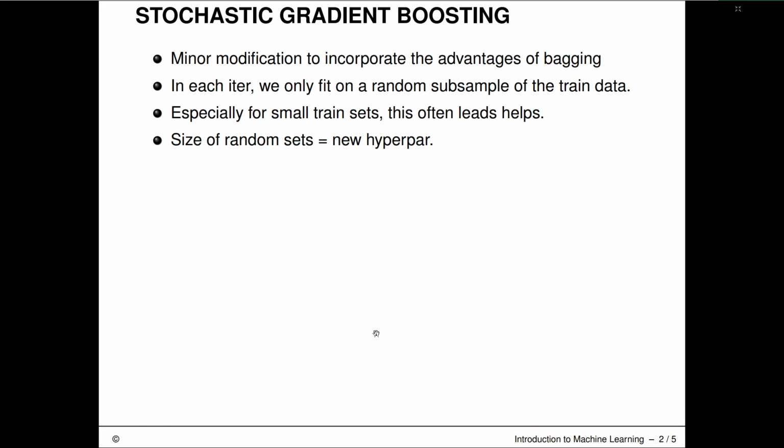There's also stochastic gradient boosting. That's a further regularization technique. Some people also call this row subsampling in boosting. So this is really a minor modification. The idea is to incorporate a bit of the advantages of bagging, but be a bit careful here. The whole algorithm is not bagging, because we still are doing this iterative reduction of residuals.